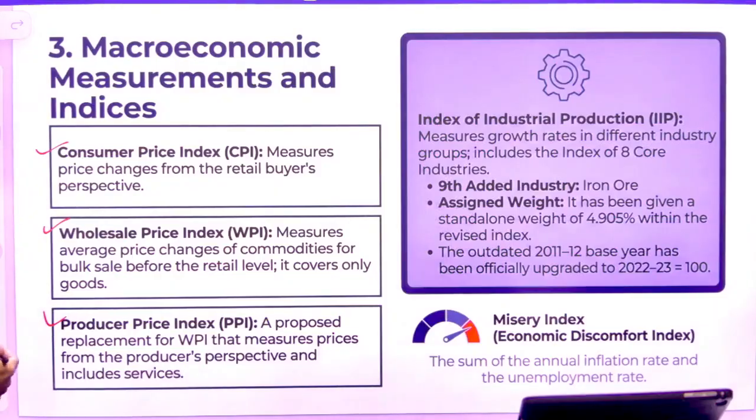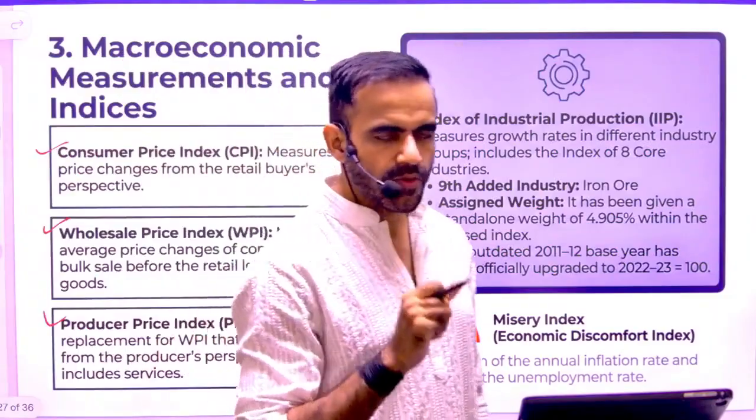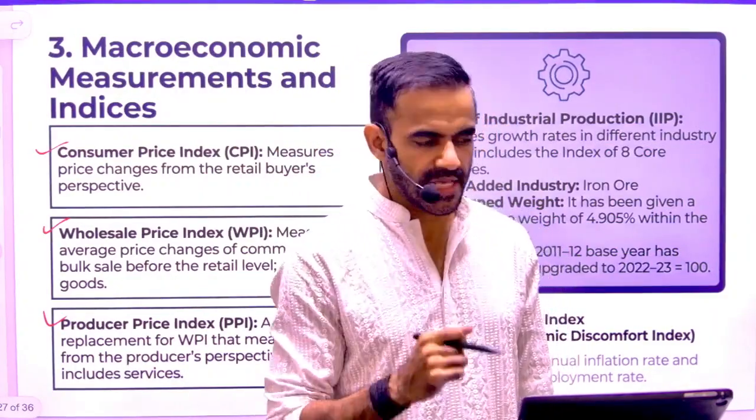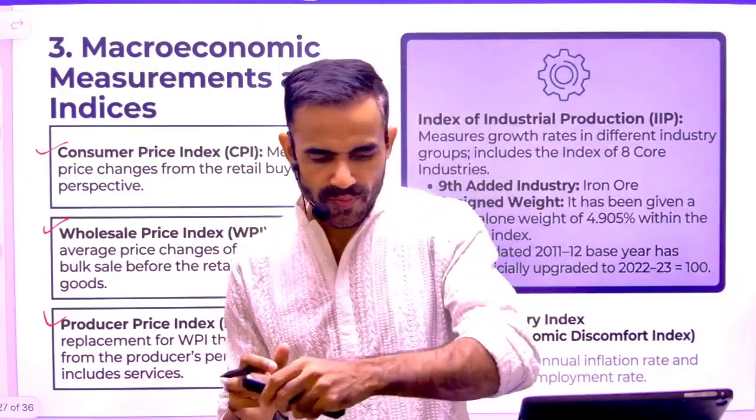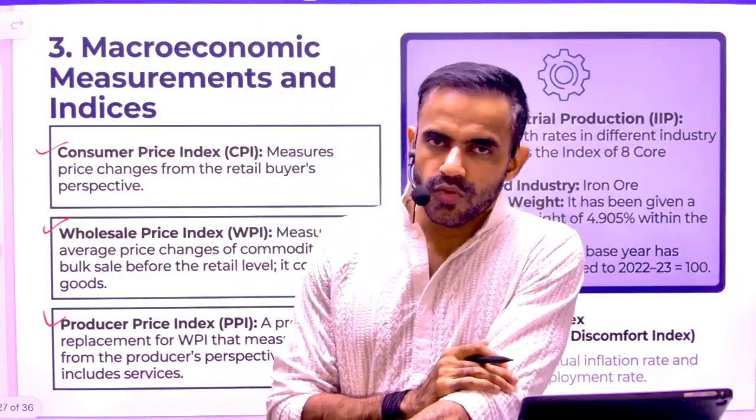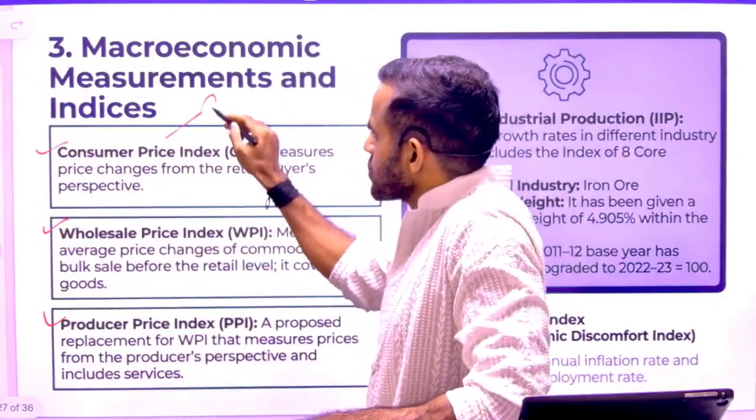Please remember one thing, previously before 2026 we were using CPI and WPI only. Now the government is focusing on the PPI as well. Why does the government want to focus on PPI? Please remember, WPI covered only goods. So let me write it. CPI covered goods and services both.